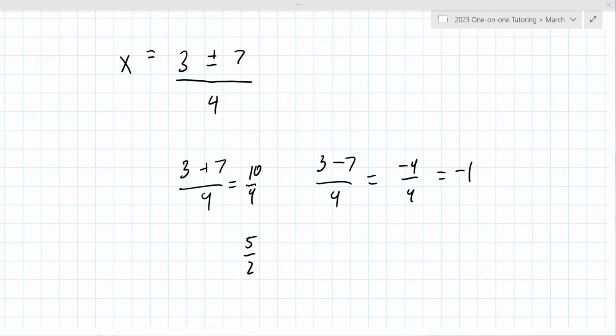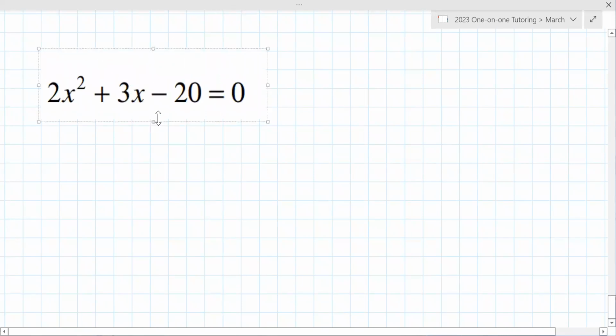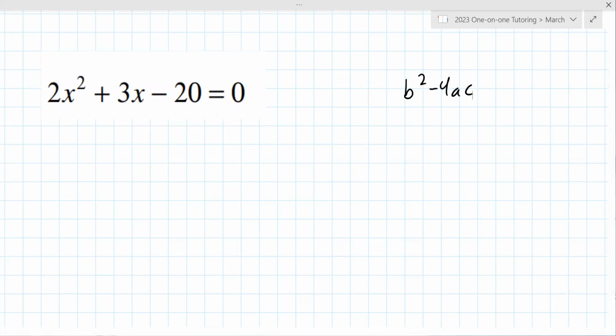Got it. Okay, so let's do one more here. All right, so again, just do the b squared minus 4ac for this one, please. First, let me know what you come up with.